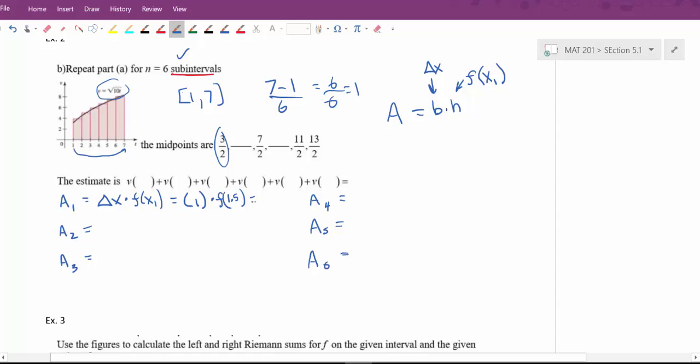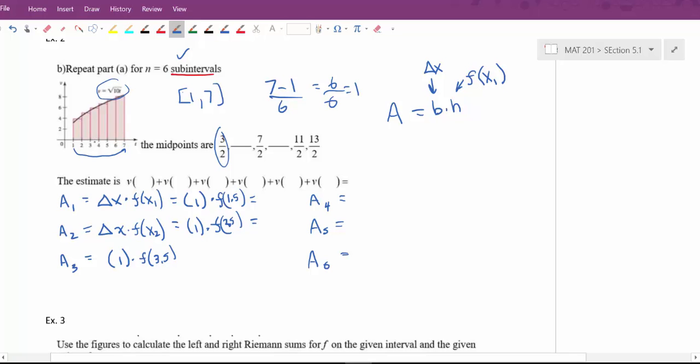Before we get our calculator out, let's get all these things written out, because I want you to get confident with this symbolism. A2 is going to be delta x, which is nothing more than the width of the base of the rectangle, times f of x2. Delta x is 1. It always will be. What is the midpoint between 2 and 3? 2.5. So let's write that out, and so forth. Now go ahead and write, because you're going to see a pattern. A3 is going to be 1 times f of what?